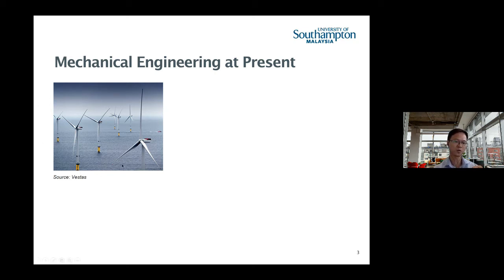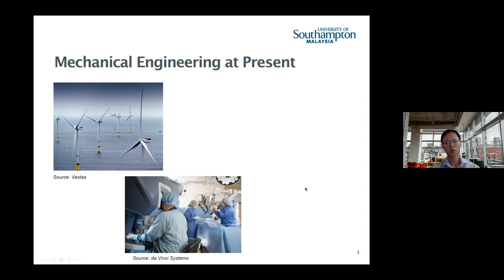All of this is mounted on stable platforms that are scattered out in the sea. So you need to make sure that they are built in a structurally sound way as well. Okay, so mechanical engineers could be involved in sustainable energy now, and going forward into the future, it is going to be even more important. What else do mechanical engineers do?